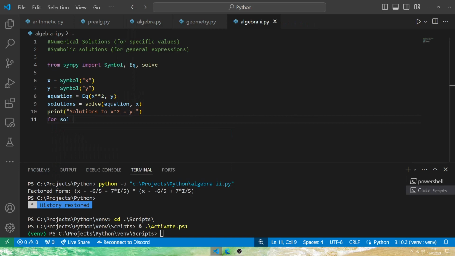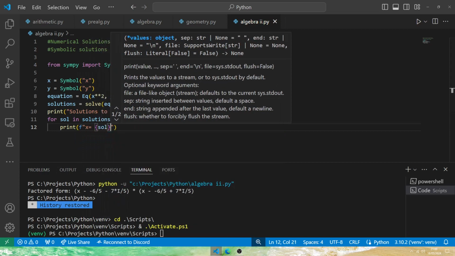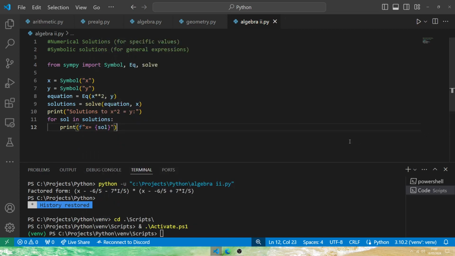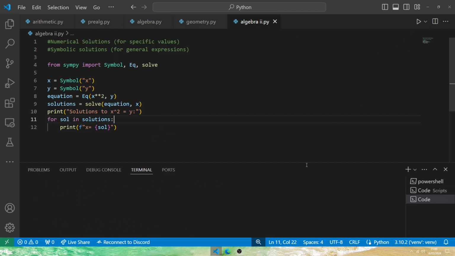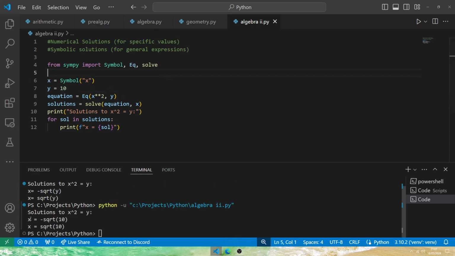So for sol in solutions, print, we'll do an f-string for x and pass in the solution that we've created. So if we run this and press play, we can see that x equals square root of y. So if we replace y with, let's say, 10, then we'll see x equals the square root of 10.